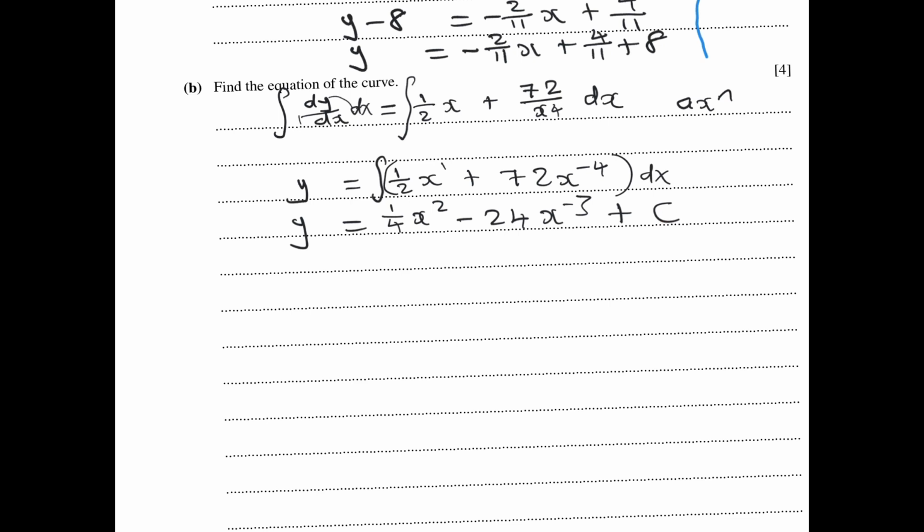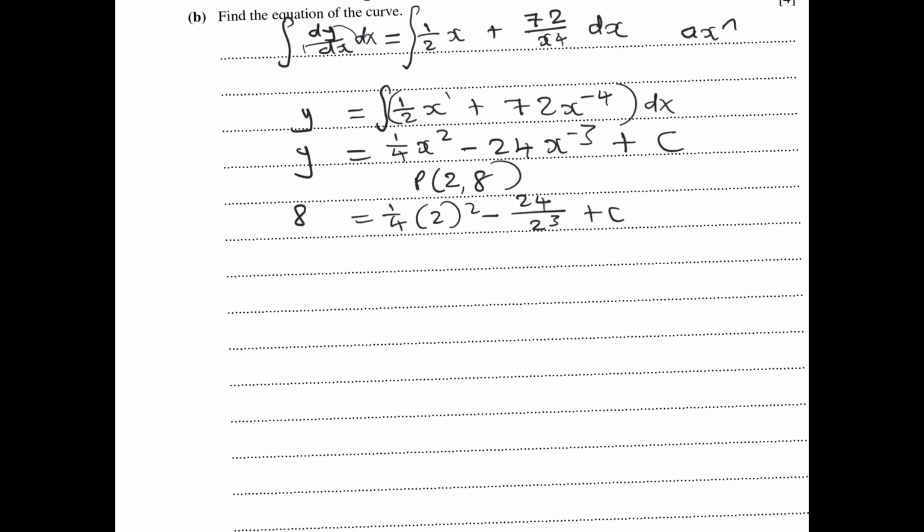We need to substitute the point that we are given, which will allow us to get the constant of integration. So we have (2, 8). If we substitute this into that, we should then be able to get our constant of integration. So let me substitute: y is 8, which is equal to 1/4 of 2 squared minus 24 over 2 to the power of 3 plus c.